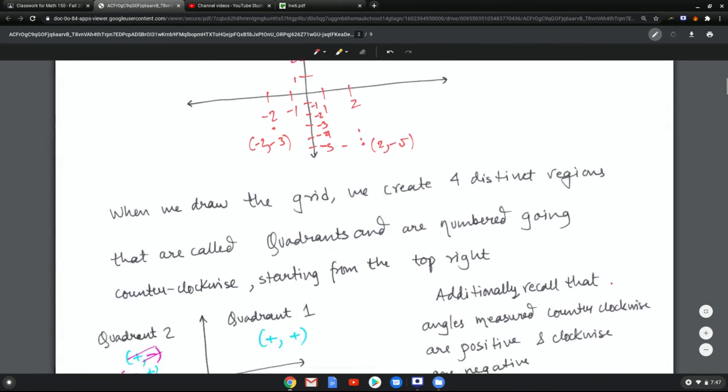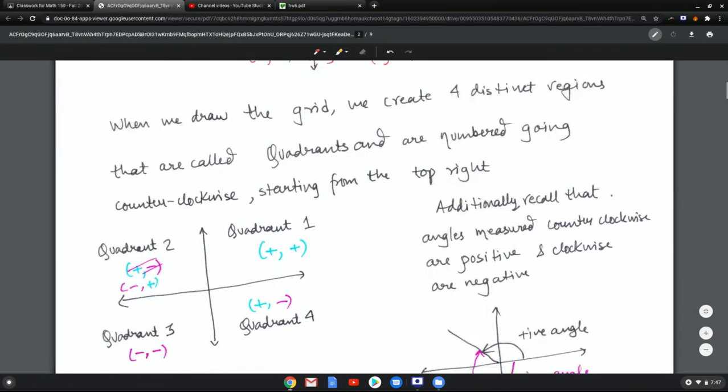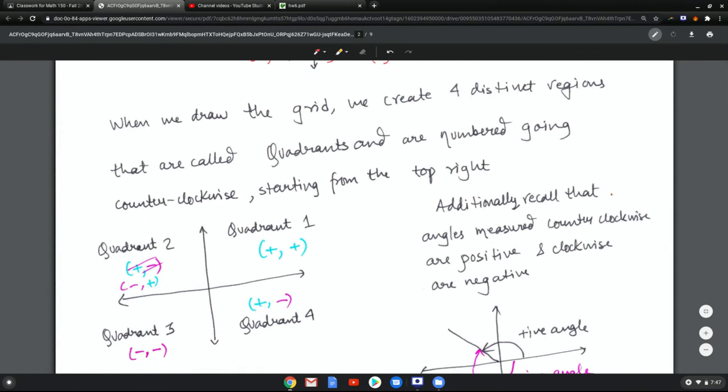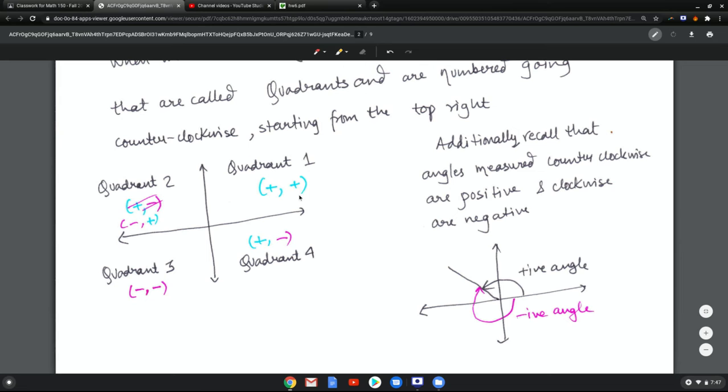When we draw this grid, we create 4 distinct regions. These regions are called quadrants, and these are numbered counterclockwise starting from the top right. So this is quadrant 1, where you notice x is positive, y is positive. Quadrant 2, x is negative, y is positive. Quadrant 3, x is negative, y is negative because you're left and down. Quadrant 4, x is positive, y is negative because you're right and down.